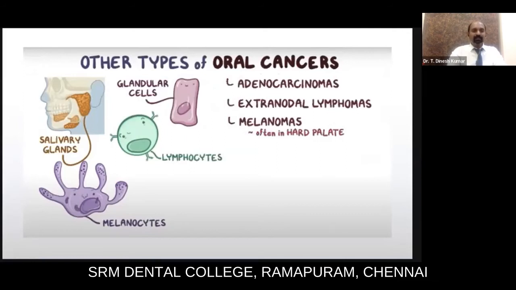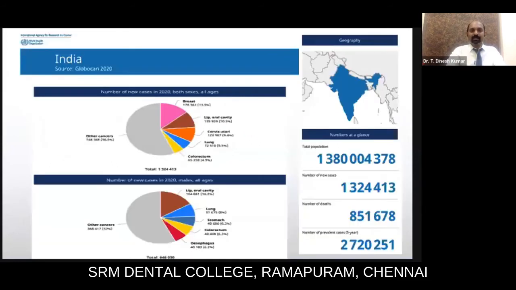Oral cancer is an umbrella term which includes any type of cancer occurring inside the oral cavity. If it specifically arises from the squamous cells, it is called squamous cell carcinoma. And there are other types of cancers, which are adenocarcinomas, extranodal lymphomas, melanomas, and so on and so forth. So in this presentation, we are going to restrict ourselves only to oral squamous cell carcinoma.